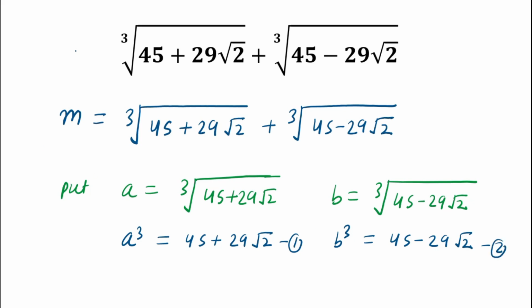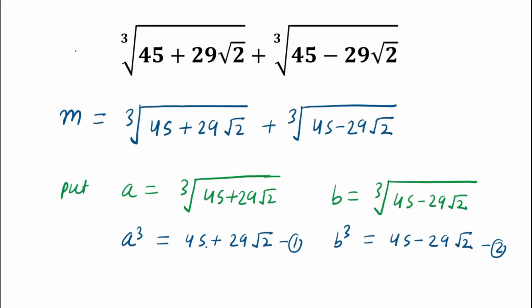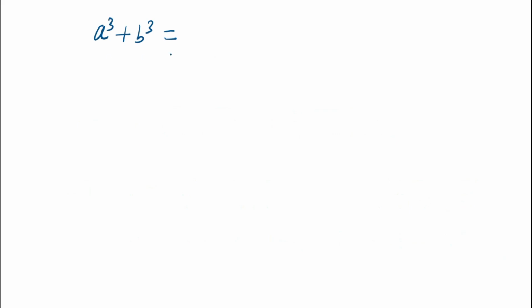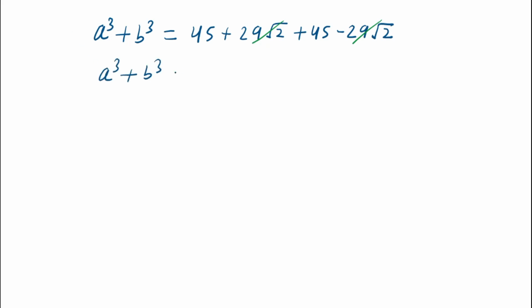If we add both the equations, then on the left hand side a cube plus b cube is equal to, on the right hand side, 45 plus 29 times square root of 2 plus 45 minus 29 times square root of 2. This expression is positive and this expression is negative, so both are cancelled out. On the left hand side a cube plus b cube is equal to 45 plus 45, which is 90.